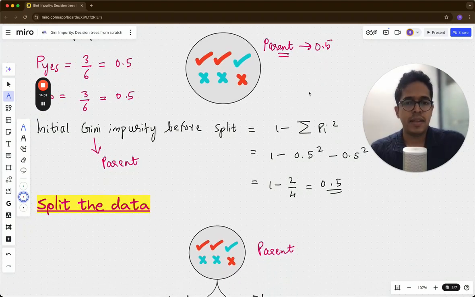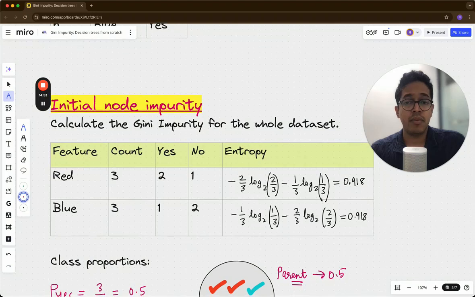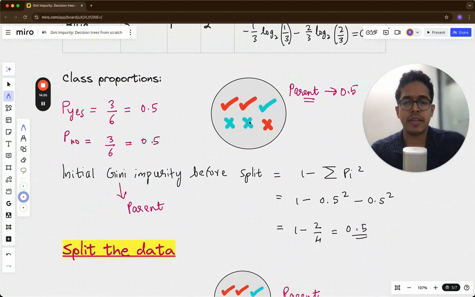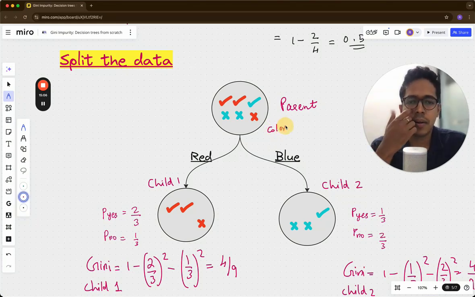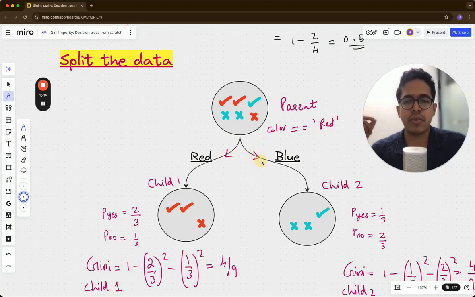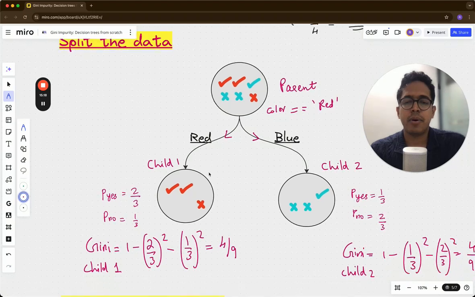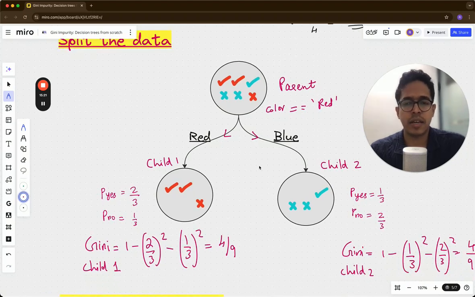Now we will split the data based on the feature. We have only one feature, that is color. So when we split the data, the red color will go here. So here the condition is color equal to red, right? Something like this. And if the condition is true, this is the true branch. If the condition is false, this is the false branch. And here 3 data points have red color and 3 other data points have blue color.